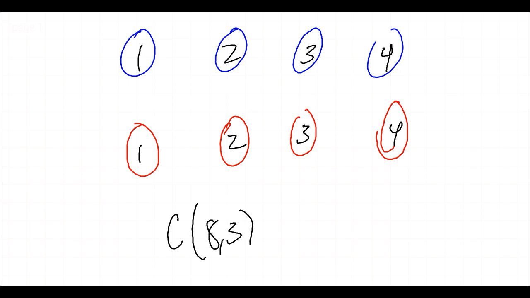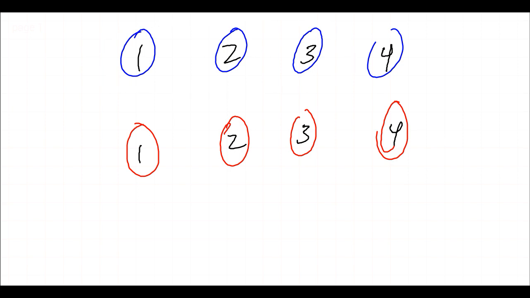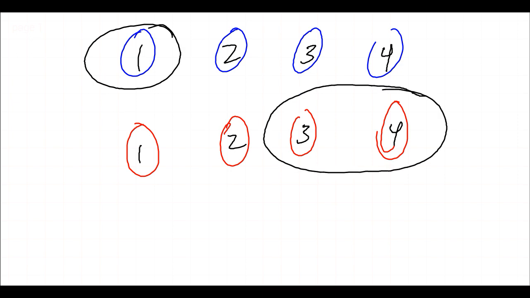Okay, so that's great. But how many ways are there to pick 3 balls so that they all have a different number? Let's look at some examples. What could I do? Well, I could pick 3 balls and have them all be blue, right? Like these 3. But I could also pick this one here and these red 3 and 4, right? They all have different numbers, and that's all I care about.